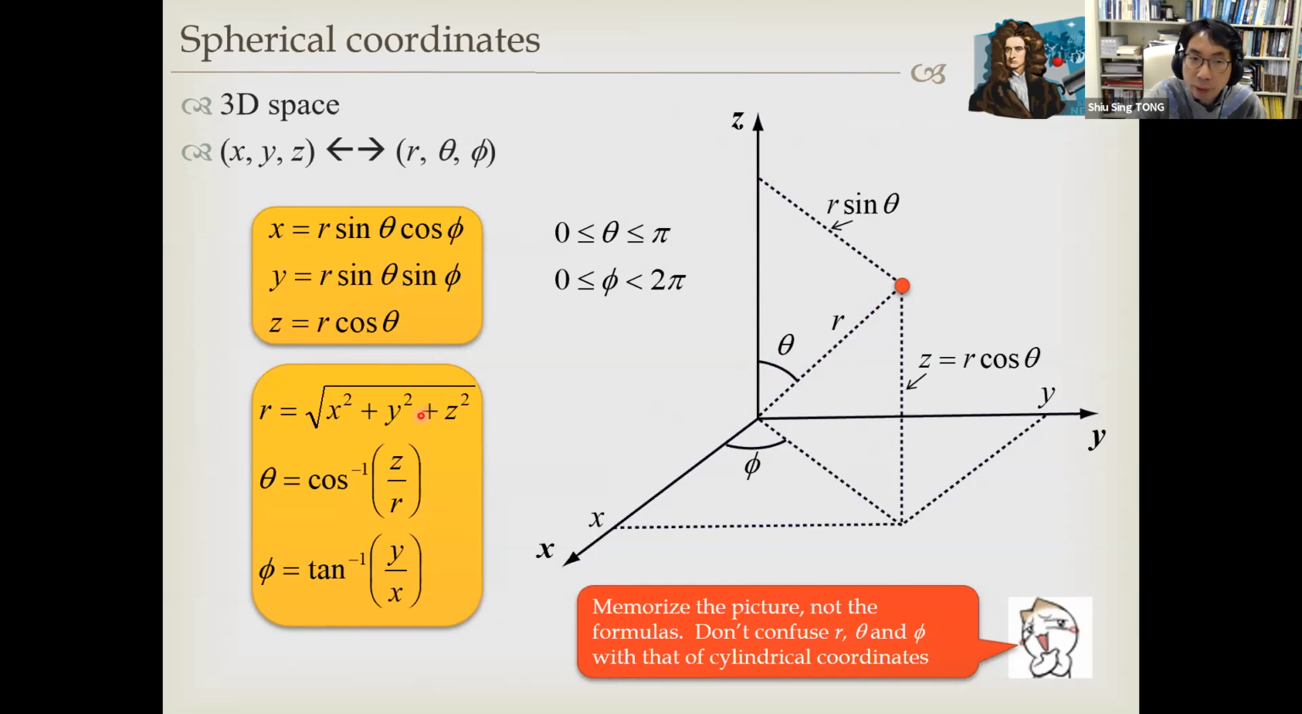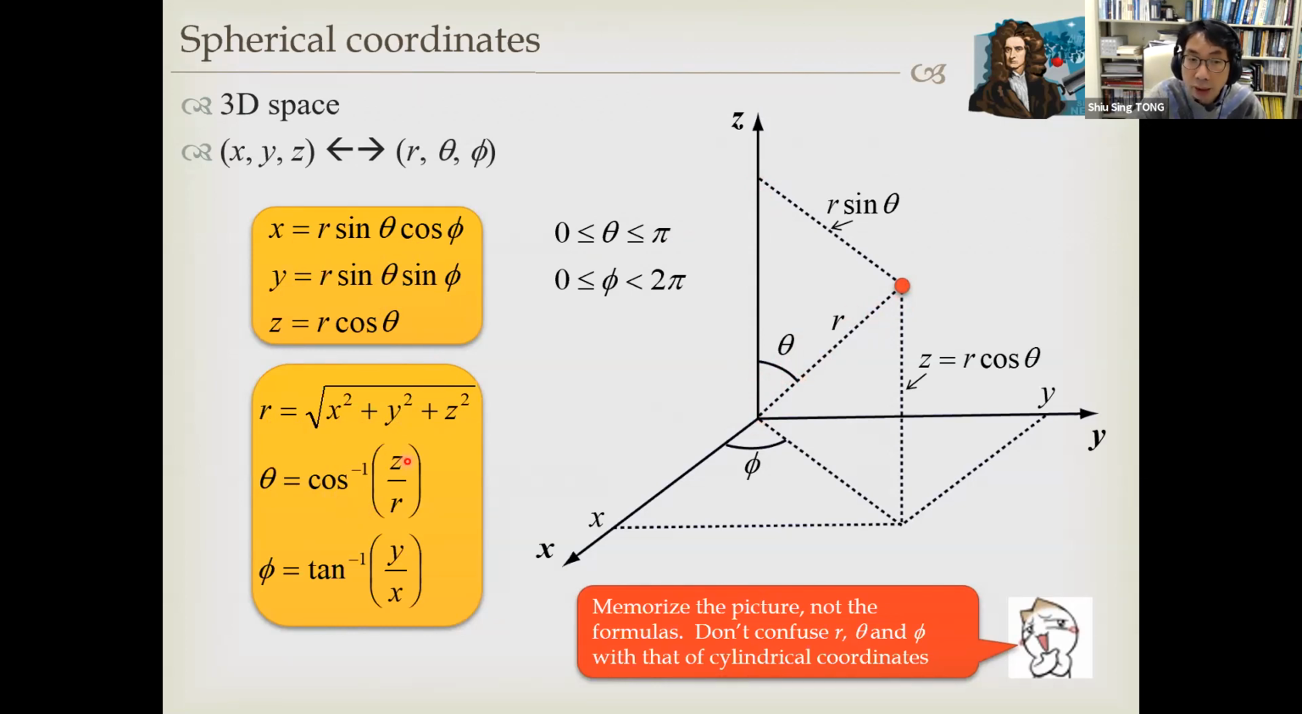The reverse transformation is also simple. I just apply the Pythagorean theorem twice to get R. R is the square root of x squared plus y squared plus z squared. And the angle theta is arc cosine of z, which is this height, divided by R, right?